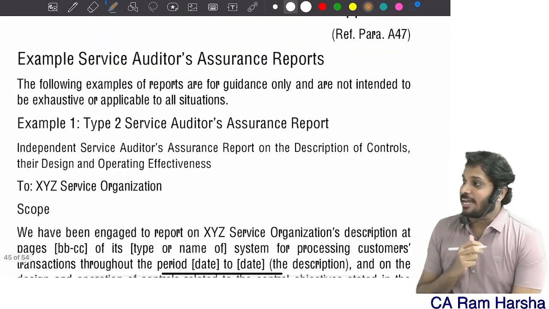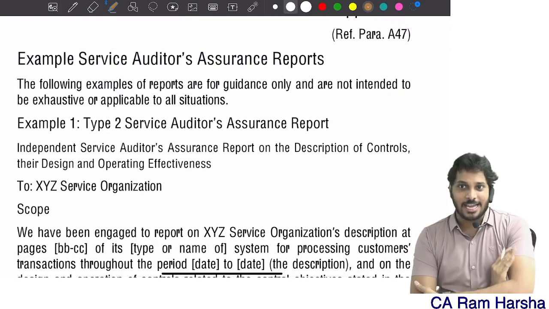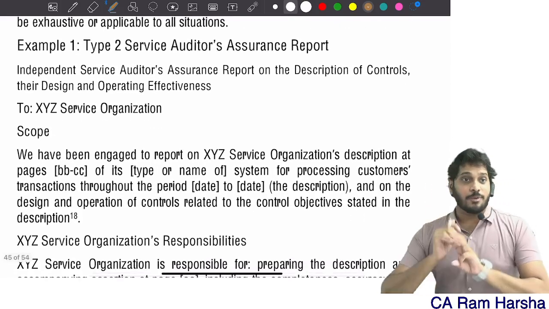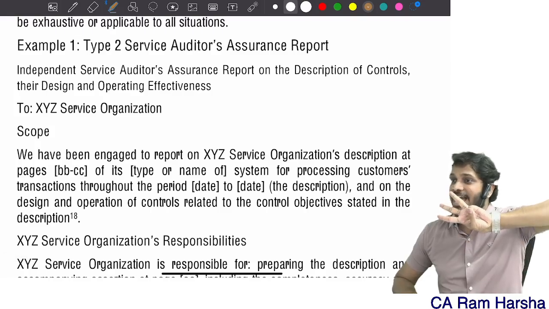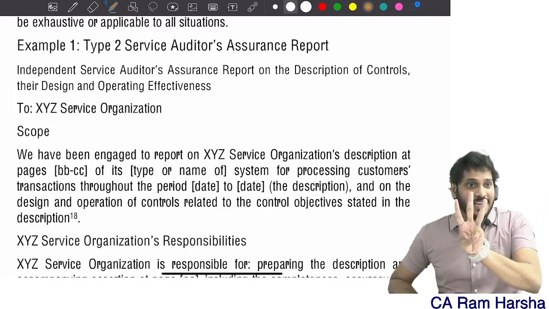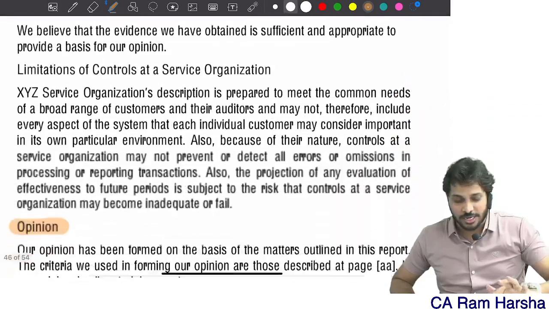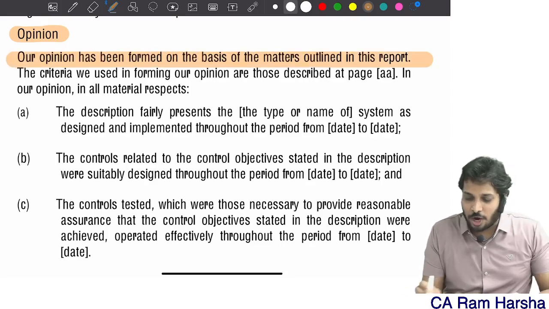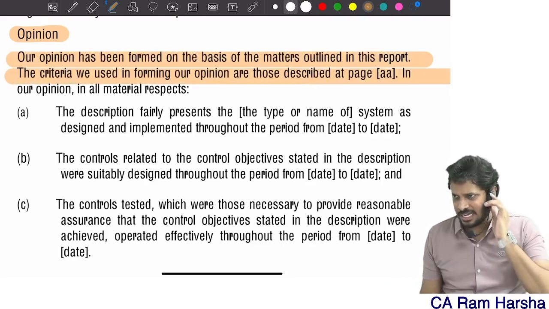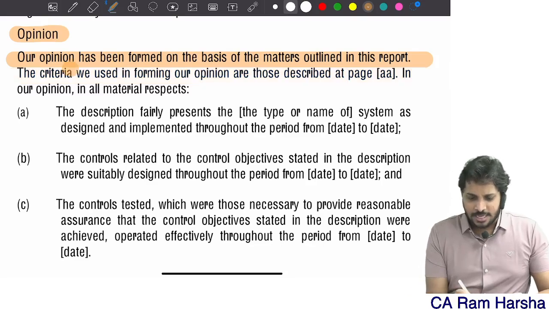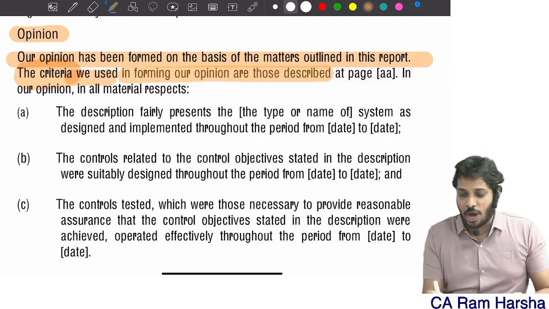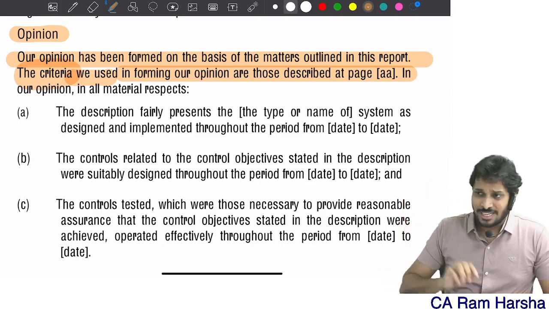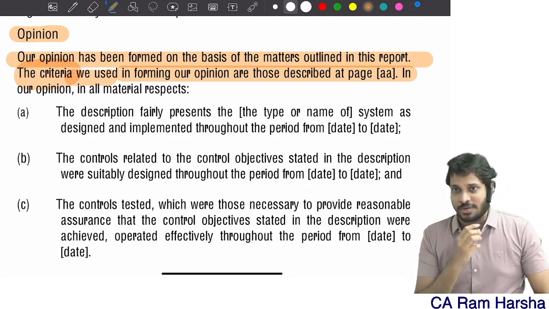This is a Type 2 report. This is a Type 2 report example. What is a Type 2 report? In a Type 2 report, we give opinion on 3 aspects. What are they? Look at this. Opinion section, you look at this. Our opinion has been formed on the basis of matters outlined in the report. The criteria we used in forming our opinion are described in so and so page. See here again, there is another document called the criteria document.